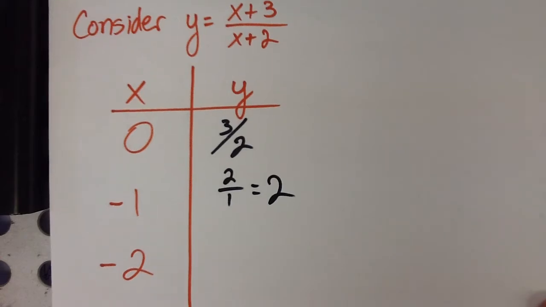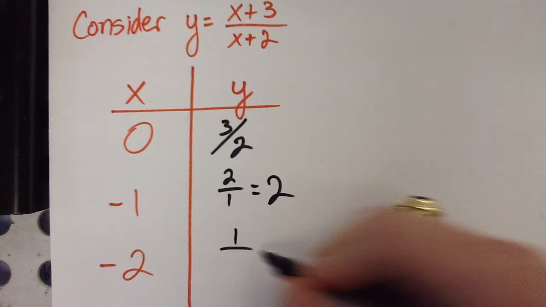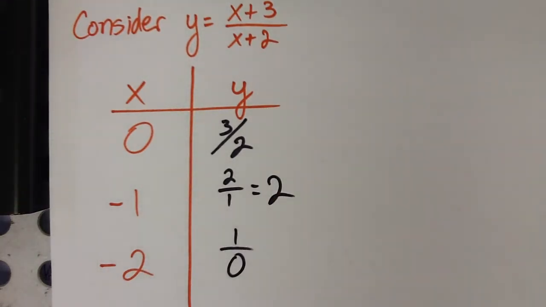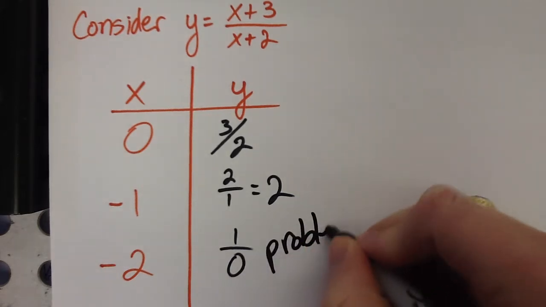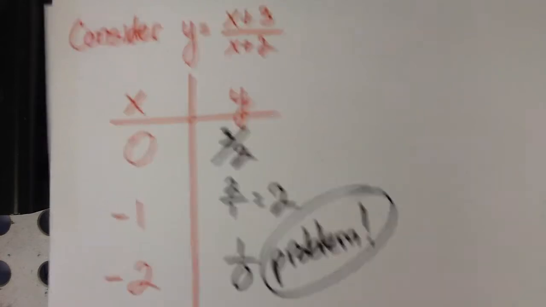We could graph that. Let's plug in negative 2. Well, negative 2 plus 3 is 1. Negative 2 plus 2 is 0. Now we've got a problem. We can't divide by 0. So for right now, I'm just going to say problem. That's where we're going to keep going with this. Again, the main idea is you can't divide by 0, but what we're going to do is figure out what happens when you get to a point where you are dividing by 0. That's where all the key things that happen in this section are about.